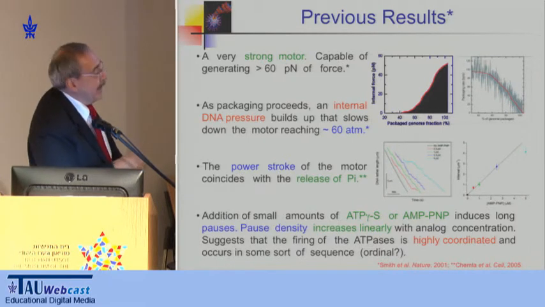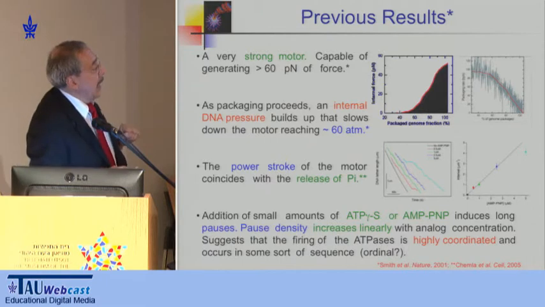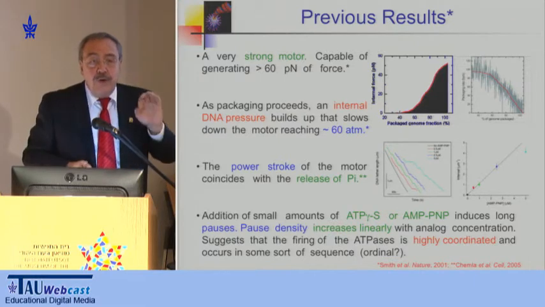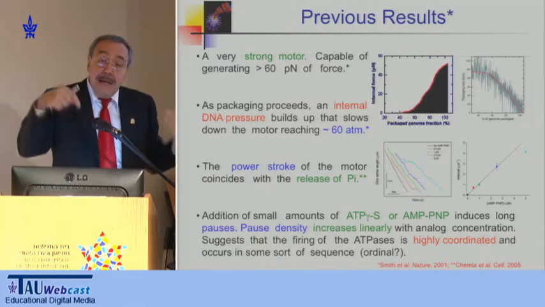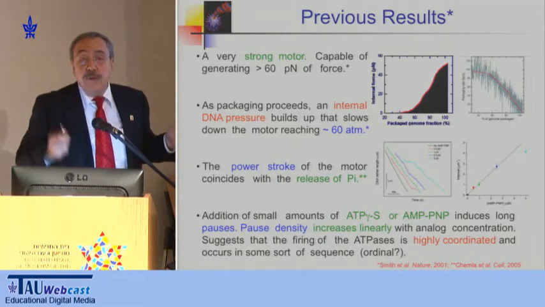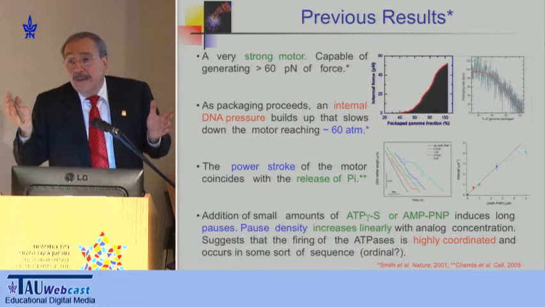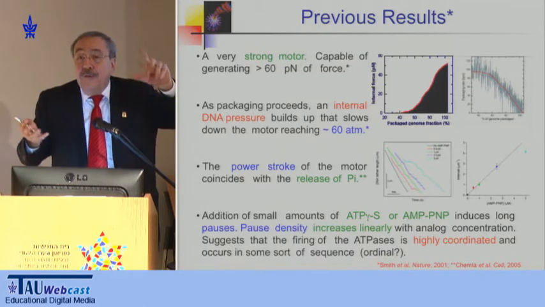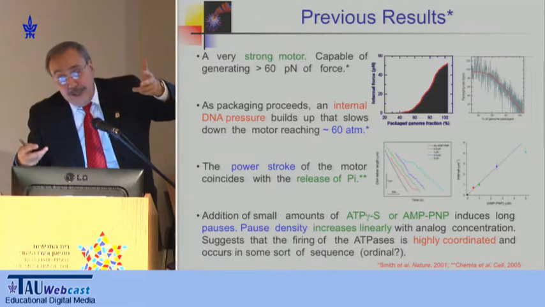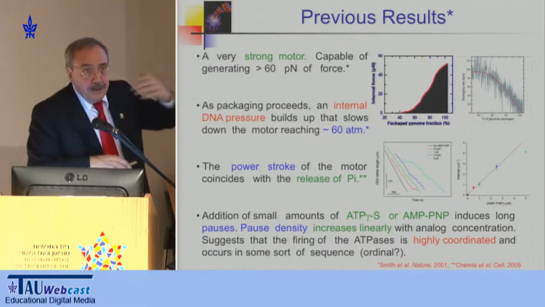And we finally showed that the 5 ATPases that form the motor are not completely independent, but they are coordinated in some fashion. And we know that because we can do this packaging experiment and then add small amounts of non-hydrolyzable ATP. Non-hydrolyzable ATP will bind to the motor, and what we find is that the motor, in fact, stops completely as soon as one of the 5 ATPases binds non-hydrolyzable ATP. If they were independent and one of them bound non-hydrolyzable ATP, you would expect that the other 4 could continue working, and the motor would not stop, it would just slow down. If you add a little bit more, maybe 2 of them will bind non-hydrolyzable ATP, and the other 3 will continue working. So the motor will increasingly slow down.